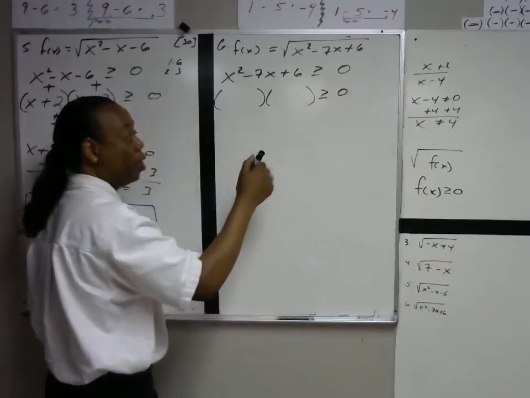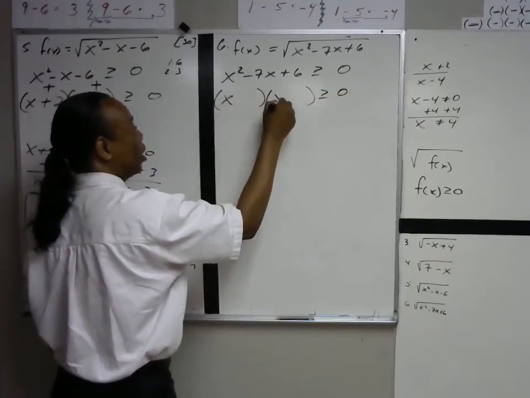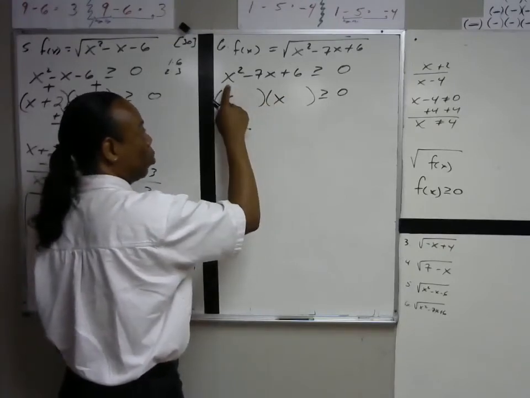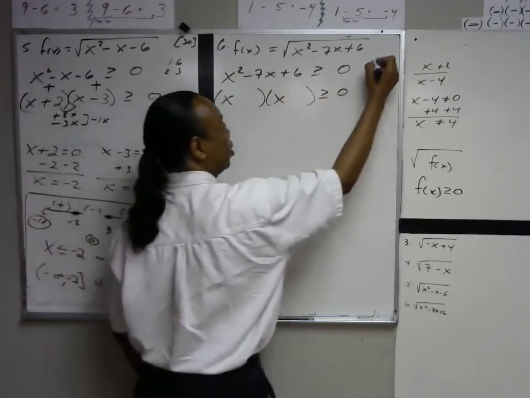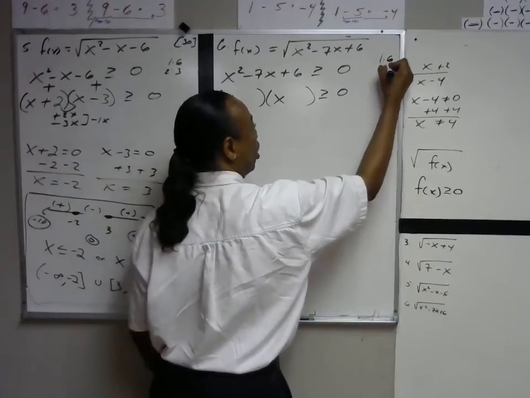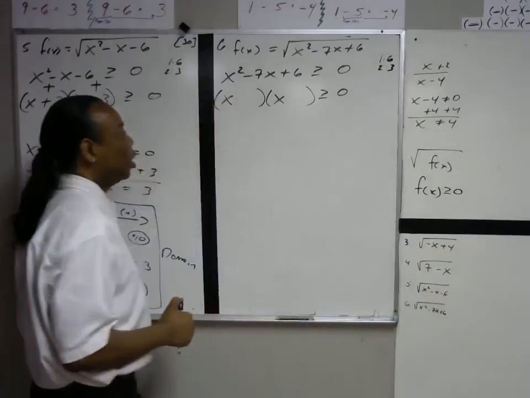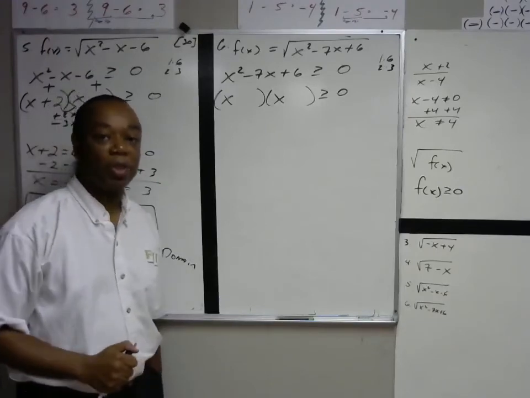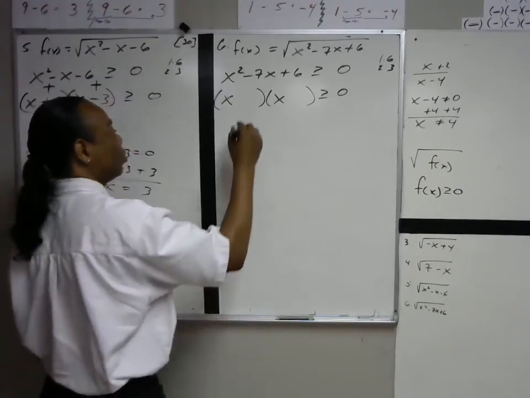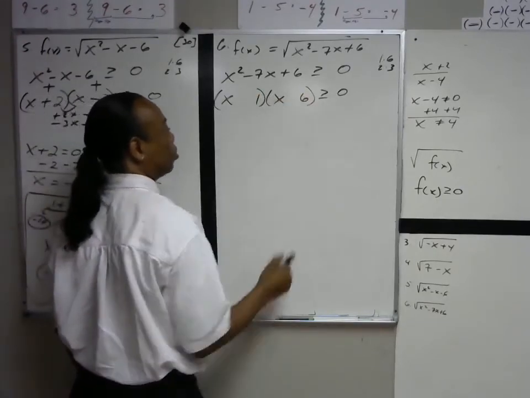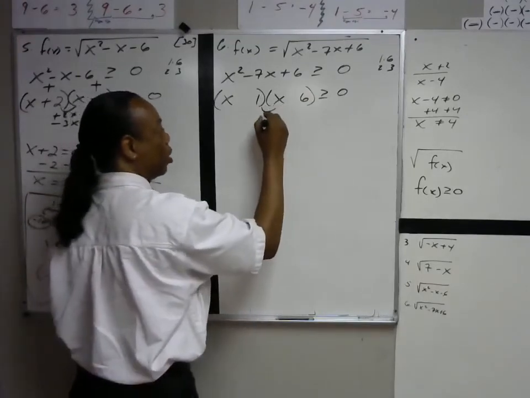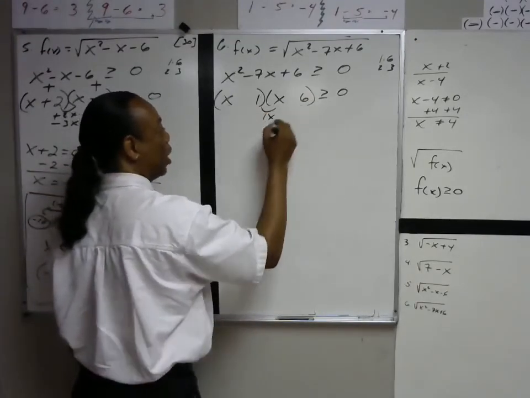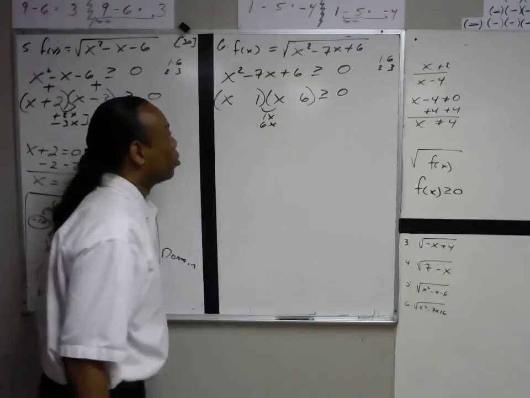I'll factor into two binomials, which will be x times x, which represents x squared. Now for 6, it's either 1 times 6 or 2 times 3. This time, I'm going to use 1 times 6. So in the middle, I'll get 1x. On the outside, I'll get 6x.